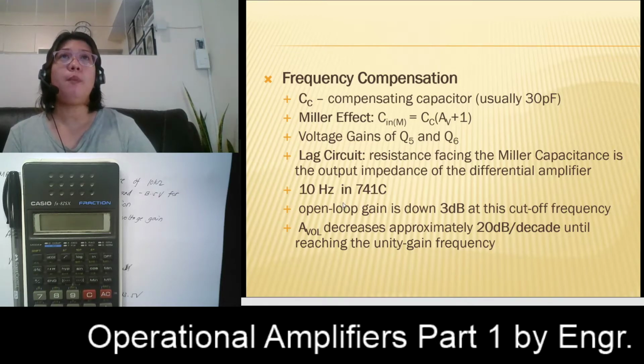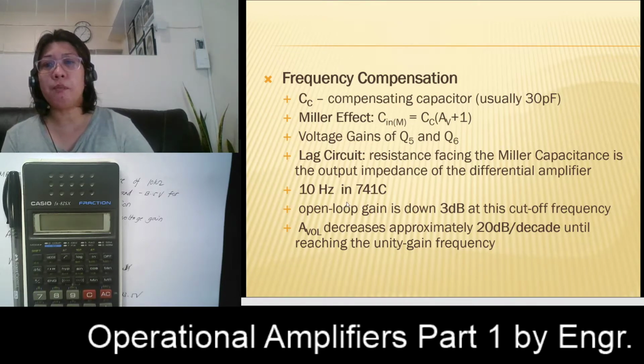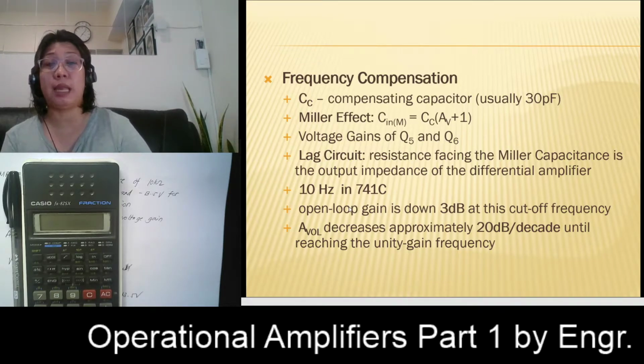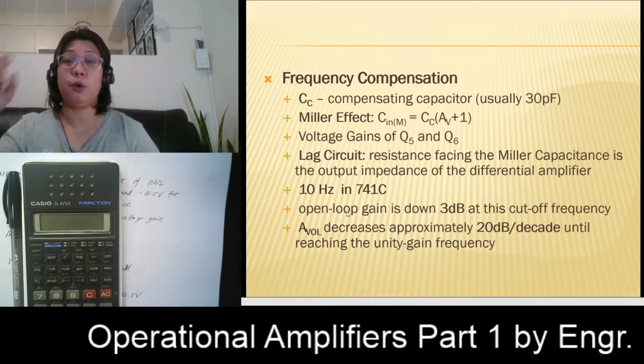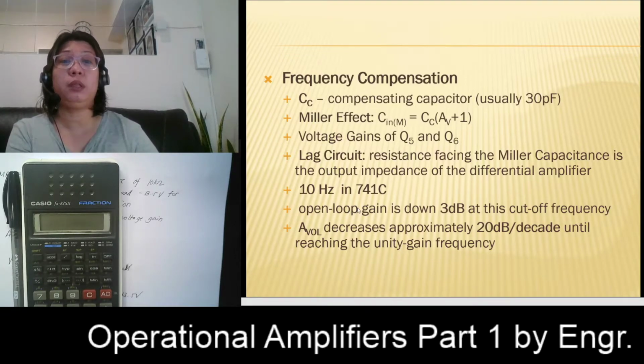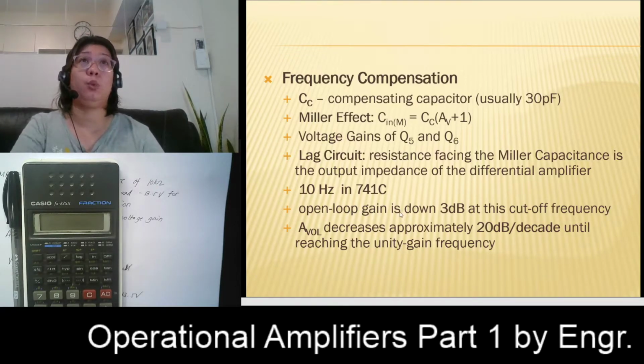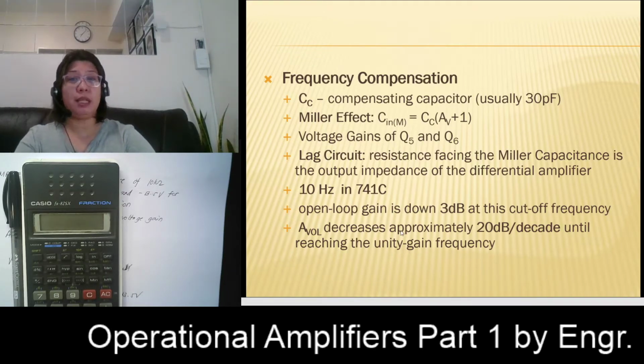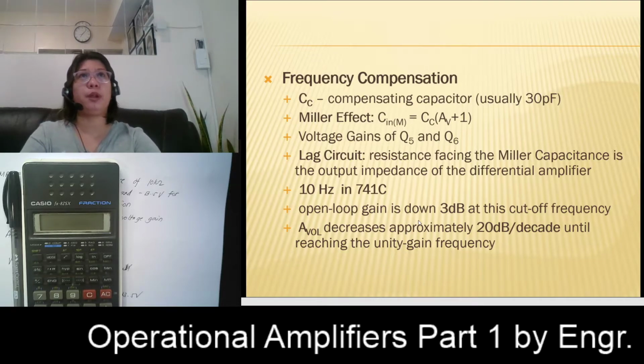If you remember our Miller effect, it has an effect on our input Miller capacitance, wherein we have your compensating capacitor multiplied by the gain plus 1. Your voltage gains here are being provided by your Q5 and Q6. So you just review the schematic diagram to see where Q5 and where Q6 are.